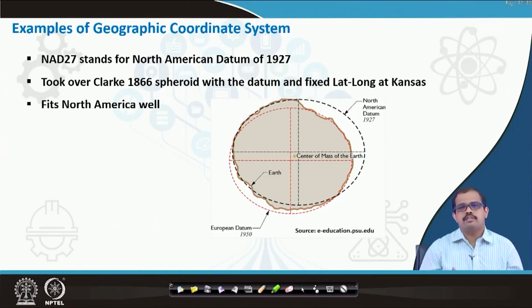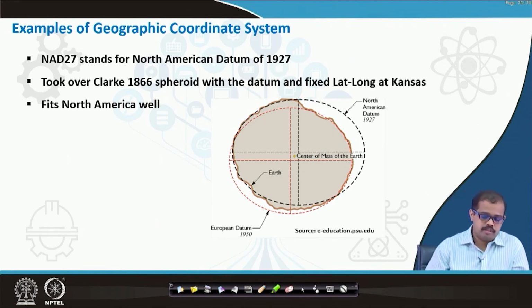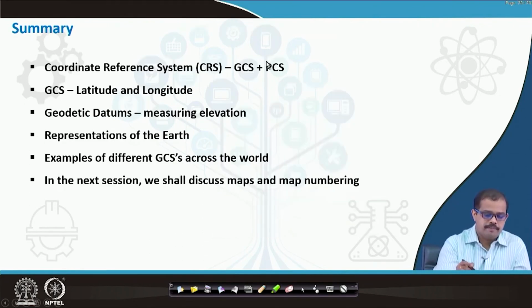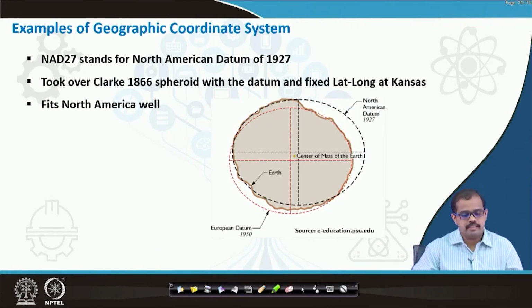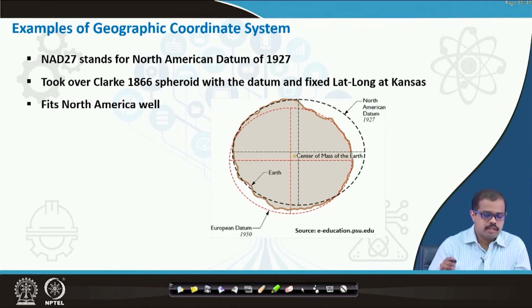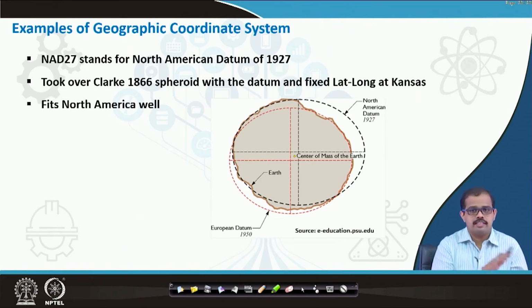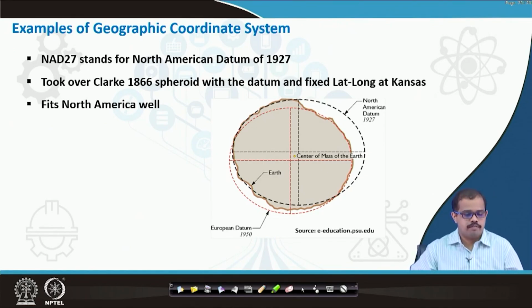This used to be used heavily when this particular datum was introduced in 1927. This particular system had been taken over by the Clarke 1866 spheroid with the datum, and fixed the lat-long at Kansas. So now this particular datum fits North America very well. There are certain systems even today where NAD27 is used in a very prolific manner.